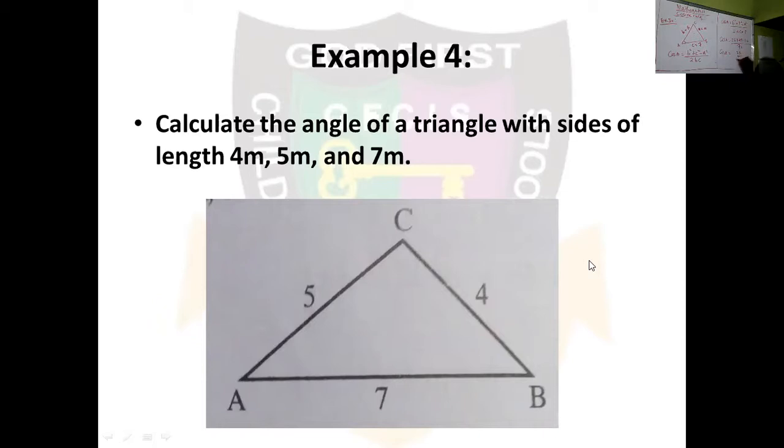25 plus 49: 14, carry 1. 4 plus 2, 6 plus 1, 7. 74. So 74 minus 16. 14 minus 6 is 8. 58. So that's 58 over 70. So A will now be cos inverse of whatever this gives you in decimal fraction, 0 point.